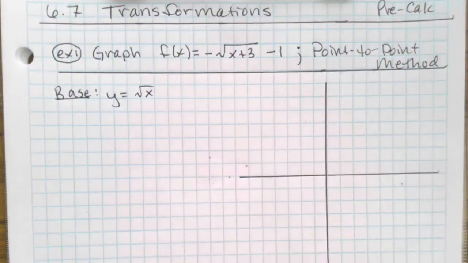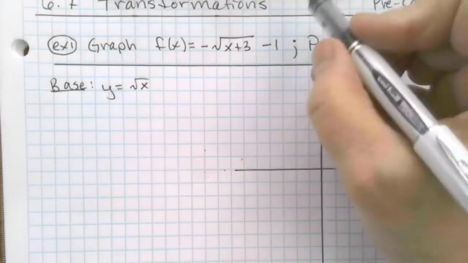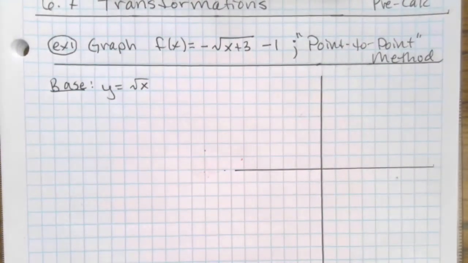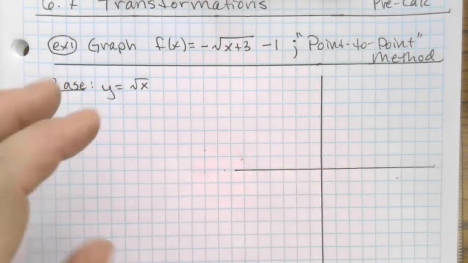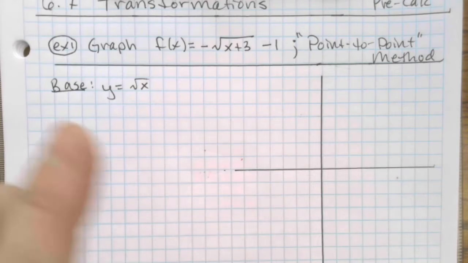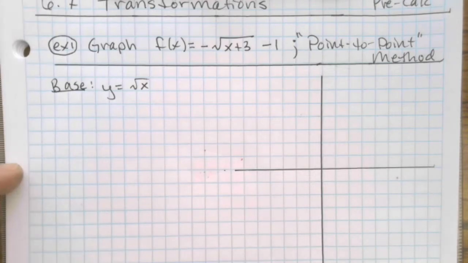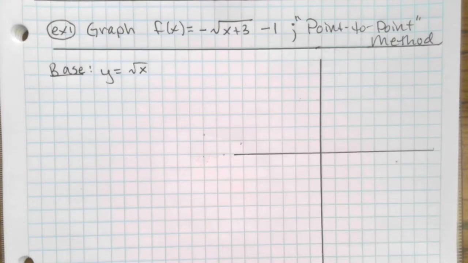There we go. So we're going to be using what's called a point-to-point method, which means we're going to draw a graph, then do a transformation to the points, plot the new points, do a transformation to the next points, and so on. So we're going to apply each transformation to the points as we go along.